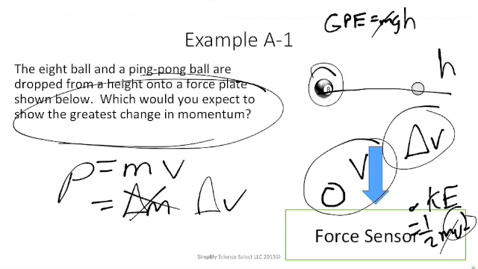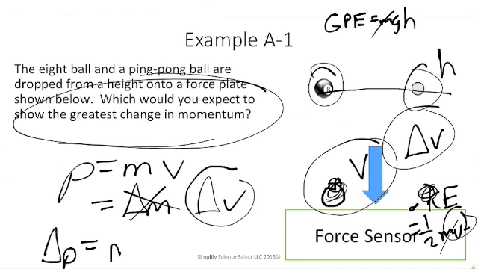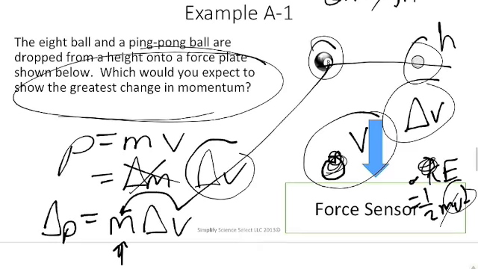This one is going to have a certain mass. This one is going to have a certain mass. Okay, the change in velocity, they're both going to be going from a certain velocity to 0. So a lot of people say, well, since there's no change in mass and the change in velocity is the same, they're going to have the same change in momentum, and that's not the case. Okay, you can say that the change in momentum is equal to the mass times the change in velocity. So for the 8 ball, it's going to have a larger mass than the ping pong ball. So because of its larger mass, it's going to have a greater change in momentum, even though the velocity change is the same.